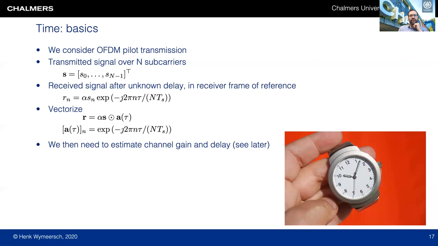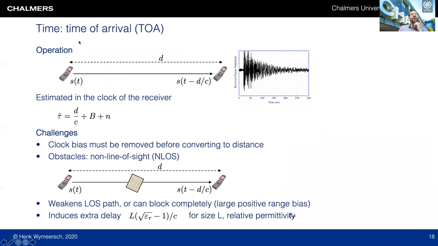Okay, the first thing to do is time of arrival positioning, or using time of arrival measurement. So there are two devices. Device 1 sends a signal to device 2. The signal is S of t. It arrives sometime later here, depending on the distance over c. But now this time of arrival at the receiver is measured in its own frame of reference. So that's why you need to add a clock bias, right?